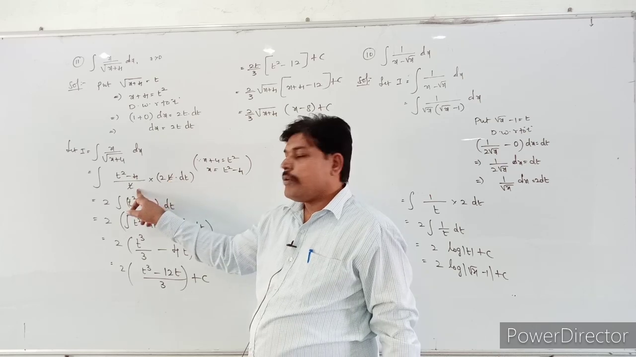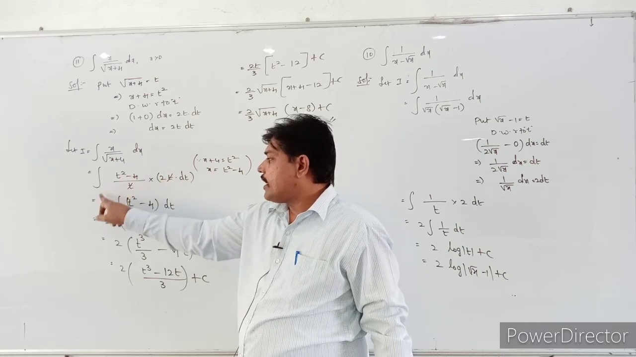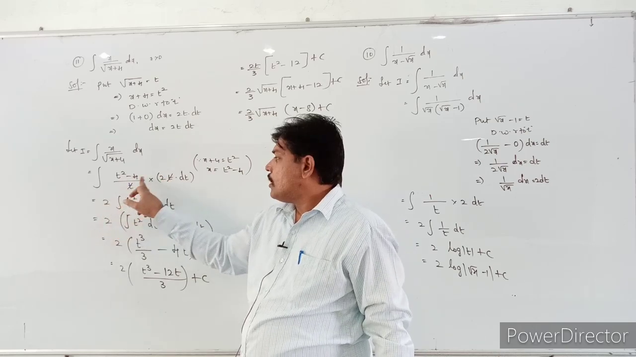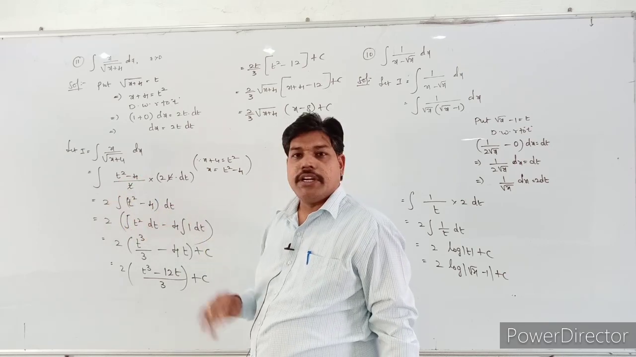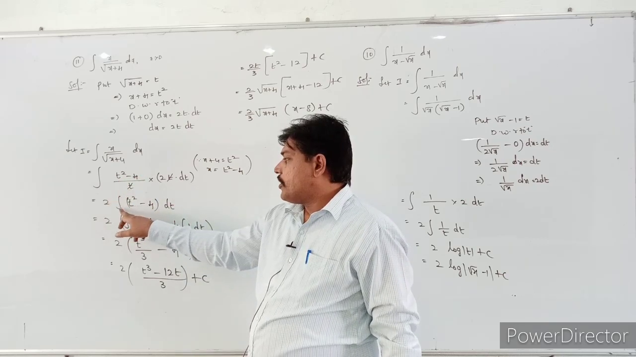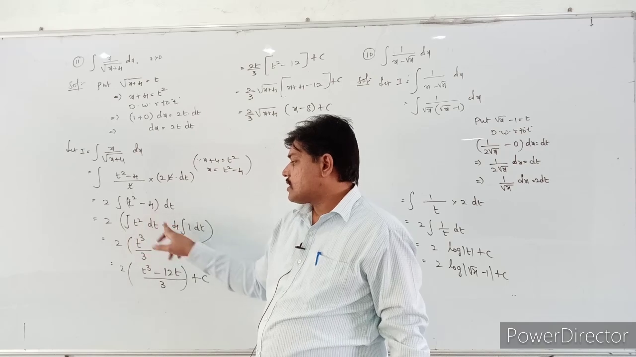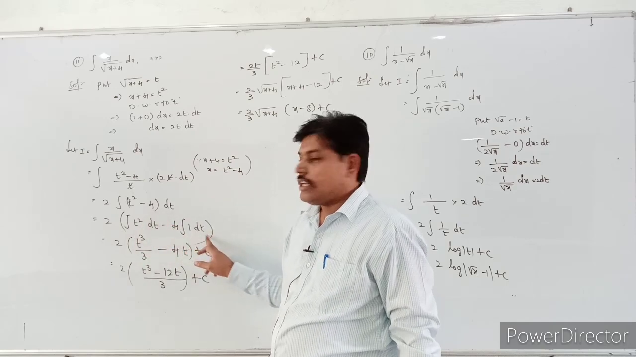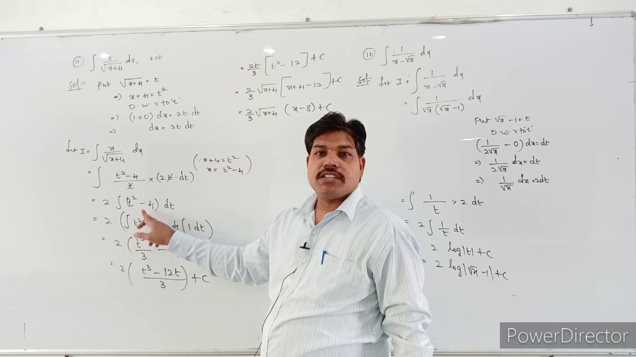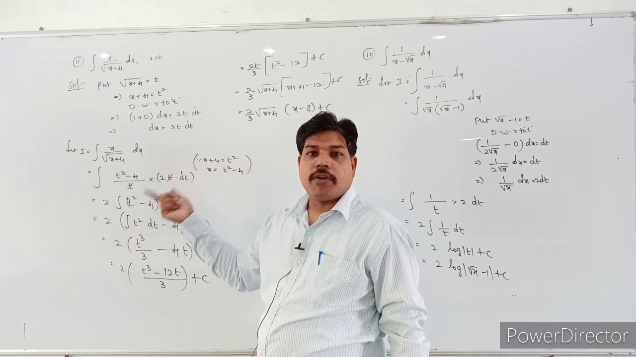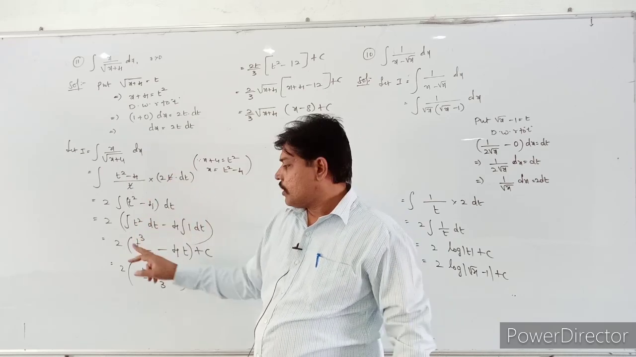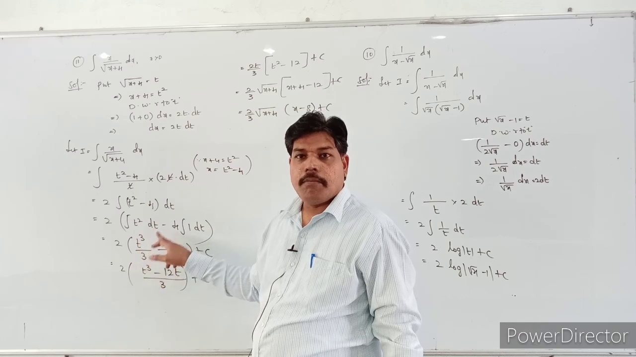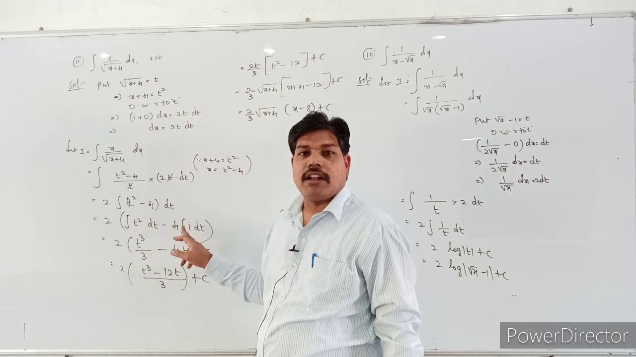So t will be cancelled and take this 2 outside. 2 into integral of t square minus 4 into dt. So apply the integration. Integral of t square minus 4 into integral of 1 into dt. Integral of t square is t power 2 plus 1 by 2 plus 1. You can write it directly. That is t cube by 3 minus 4 into integral of 1 is t.